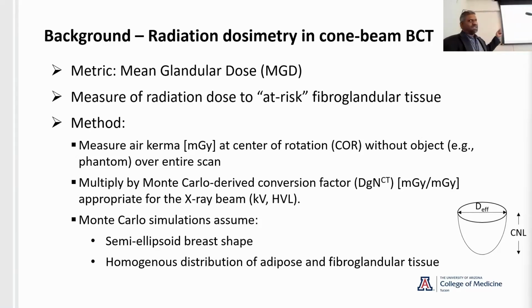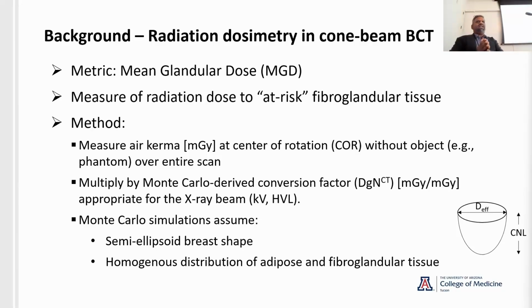So the dose metric is the mean glandular tissue. How do we measure this? We don't use any phantoms. At the isocenter or axis of rotation, you measure the air kerma, which is basically a free in-air measurement. Once you do that, you know the ionization in air, or air kerma, over the full acquisition for that scan. Then you use Monte Carlo derived conversion factors.